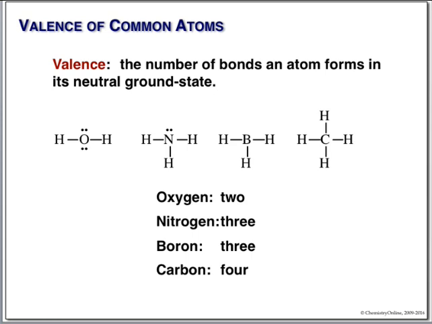Boron only has 6 electrons, poor guy, and it's a very strong Lewis acid, which means it really, really wants another pair of electrons. Carbon is 4. In this chapter on organic, we're dealing with carbon. We want 4 bonds to our carbon. They can be single bonds, double bonds, triple bonds, but there have to be a total of 4.